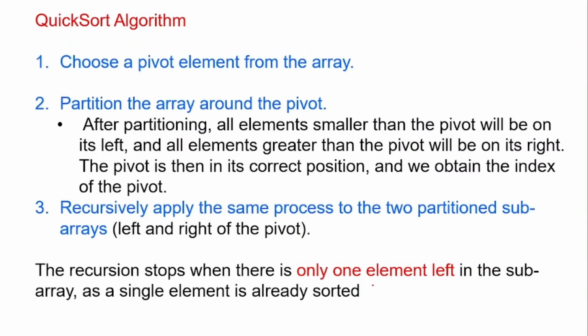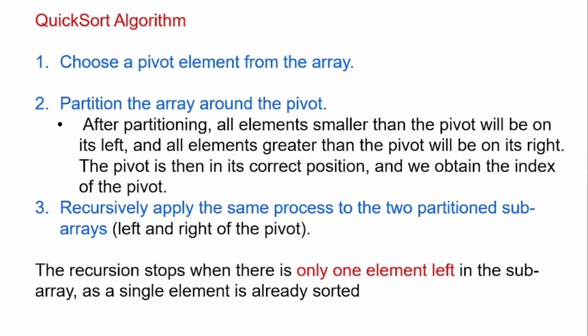So this is the main concept of the quicksort algorithm. The steps: first, you have to choose a pivot element from the array. Next step, partition the array around the pivot. After partitioning, of course, all elements smaller than the pivot will be on its left and the elements which are greater than the pivot will be on its right. The pivot will be in its correct position, and we obtain the index of the pivot element.